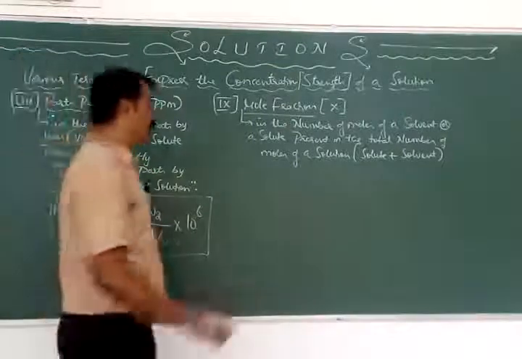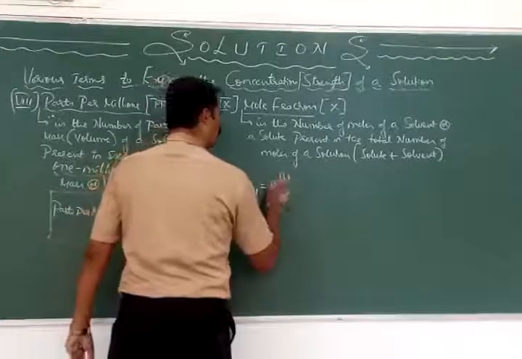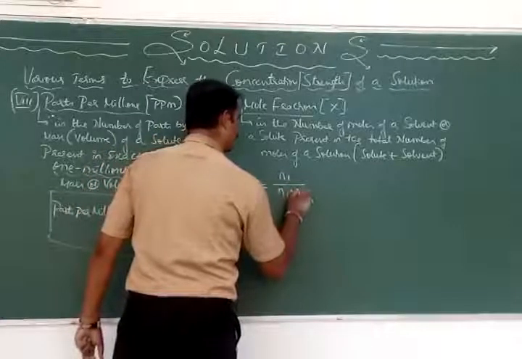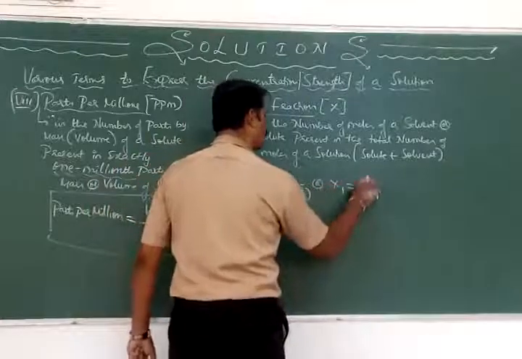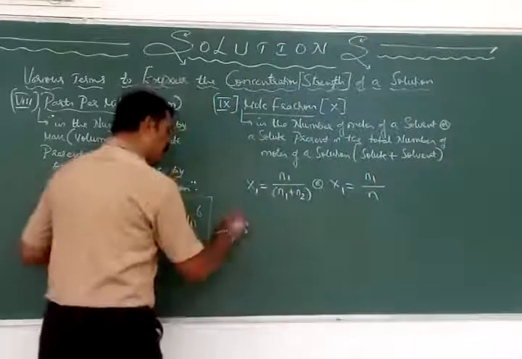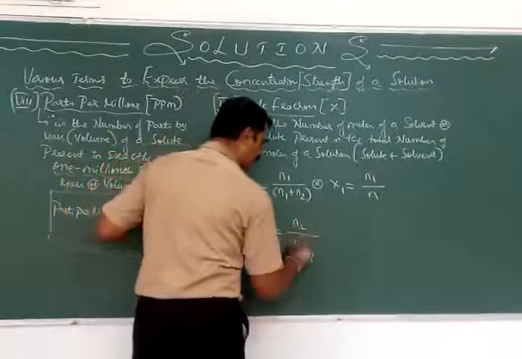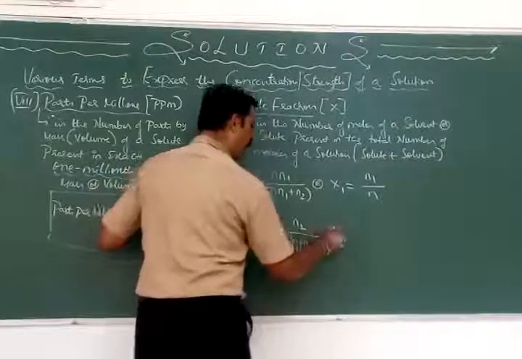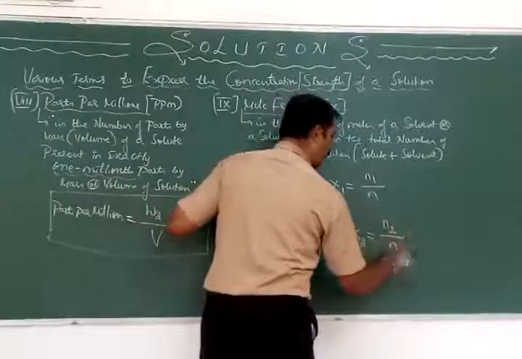Mole fraction. Mathematically, x1 is equal to n1 divided by n1 plus n2, or x1 is also equal to n1 divided by n. Similarly, x2 is equal to n2 divided by n1 plus n2, or x2 can also be equal to n2 divided by n.